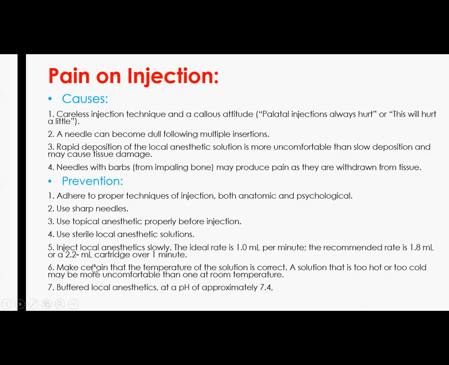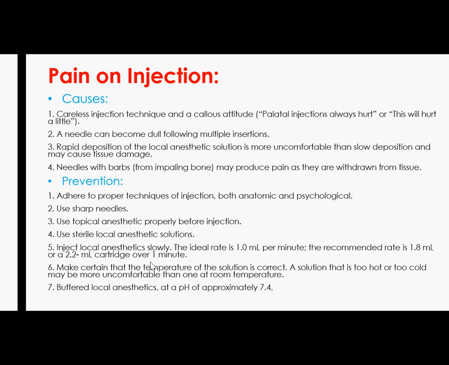Another way of preventing pain is using the local anesthetic solution at the right temperature. If you have taken it from a refrigerator, don't use it immediately. Let it come down to room temperature by keeping it in the room for a substantial amount of time, or you can warm it. This is how you can bring it to room temperature.